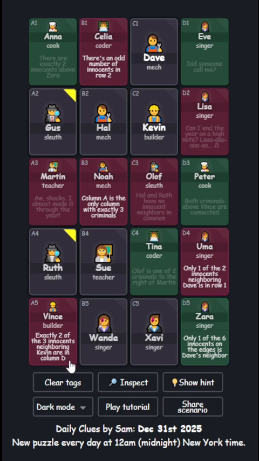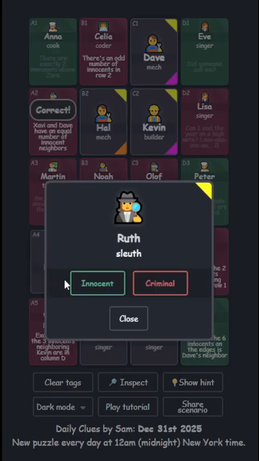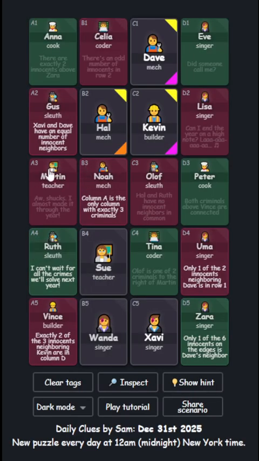Exactly 2 of the 3 innocents neighbouring Kevin are in column D. Okay, so there's 1 innocent left in here. I think there's also, yes, 1 innocent left over here. So we're going to say that this is orange. These 2 are purple in that they have to be the same. Odd number of innocents in row 2. Because we know that one of those has to be innocent, not both, that means that Gus has to be a criminal, which means that Ruth has to be innocent. So we can turn that off.